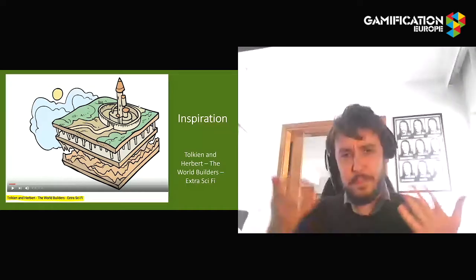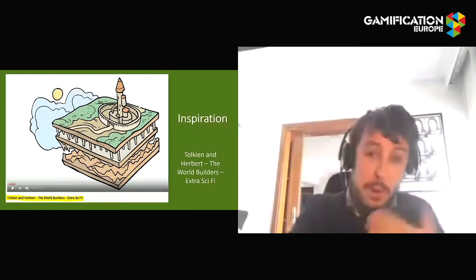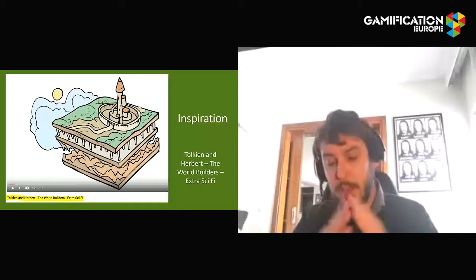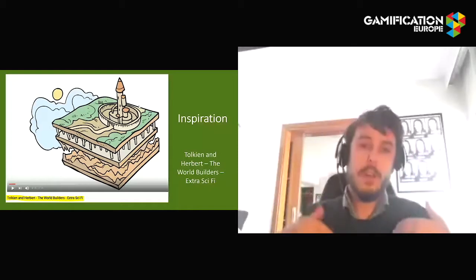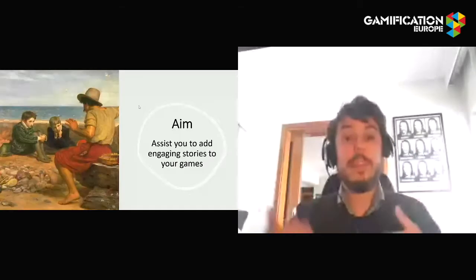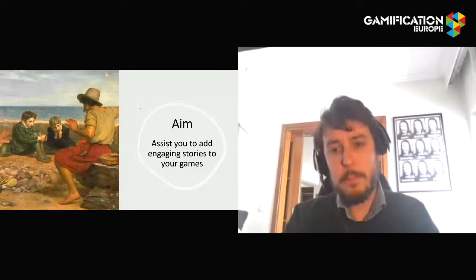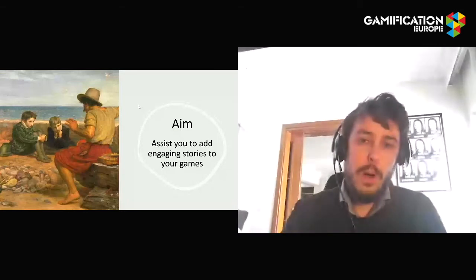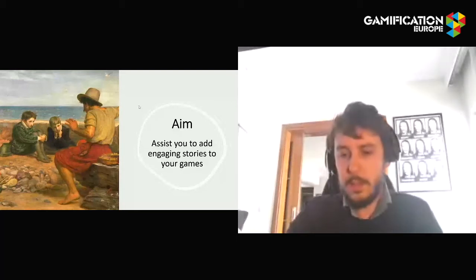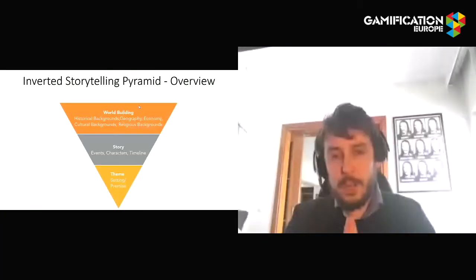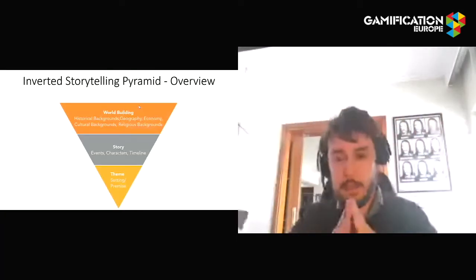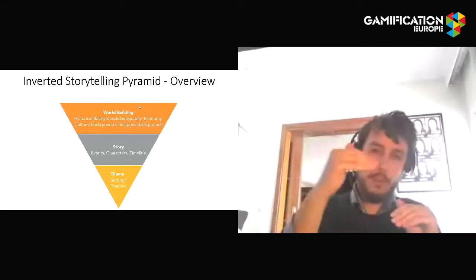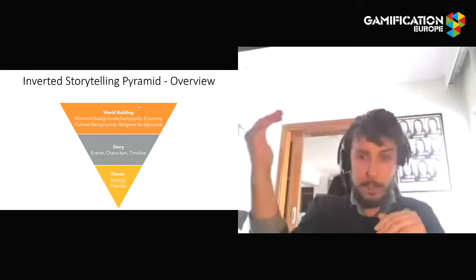So from that inspiration, I came up with a pyramid idea. And the aim of that was for me to adapt, how can we bring this idea of world building into games, right? So the aim of my framework is to assist everyone to add engaging stories to your games. And this is the framework. It has these three layers, right? The bottom layer being the theme, the second layer is the story, and the third layer is world building.